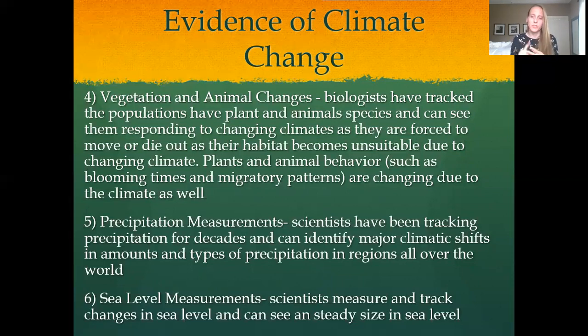And this is happening for two reasons. We're probably going to talk about it when we get to some of the impacts of climate change, which overlap a lot with the evidence of climate change. But there's two reasons that sea levels are rising. One is because the water is warming up and warm water expands, so it takes up more space. And the other is because of all of the melting sea ice.